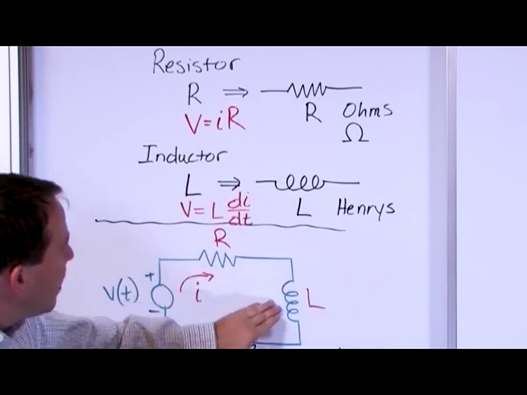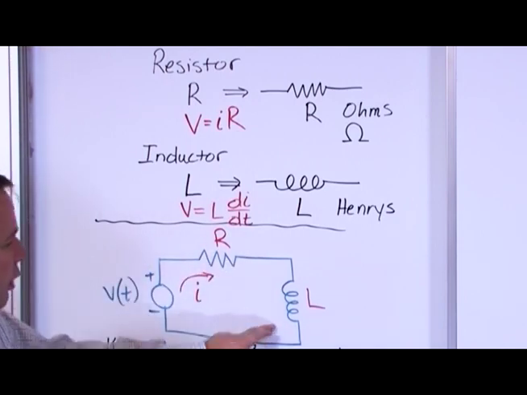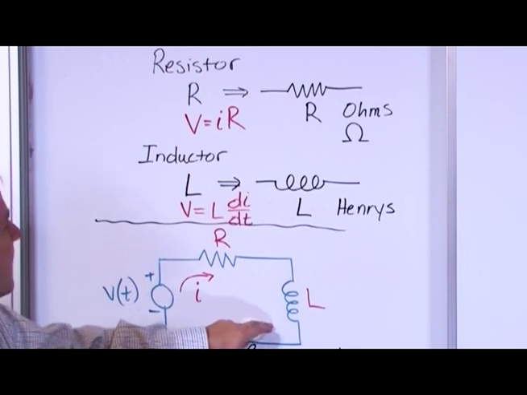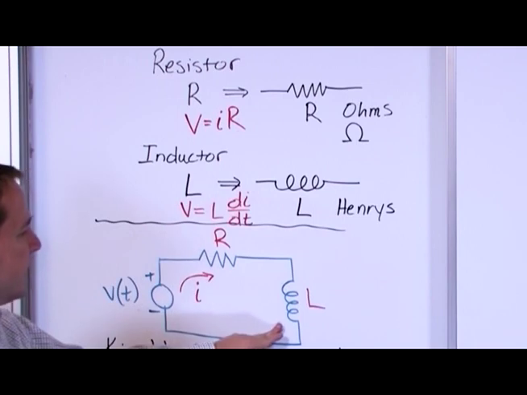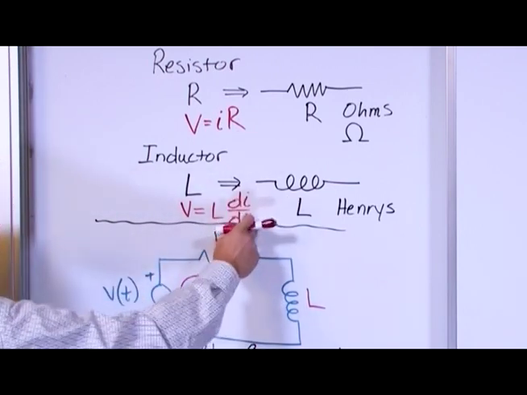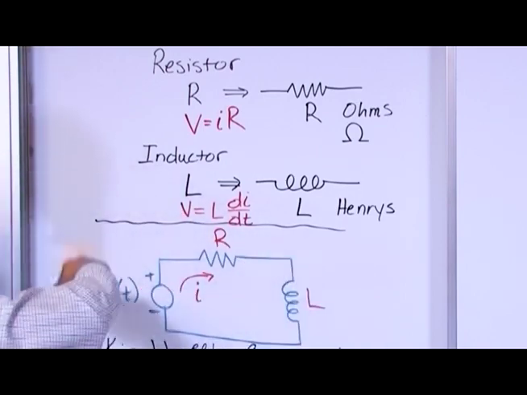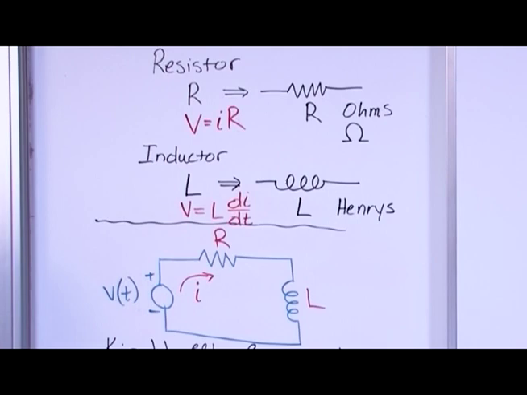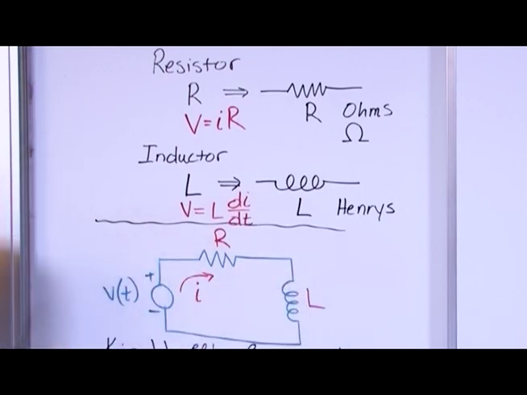If there is no change in the current, if it's just a constant 9-volt battery supplying a constant current that's not changing through here, then there's not going to be any obstacle presented by this inductance. So the voltage is going to be zero because the change of current is zero. So there's no voltage drop across it. But if I hook up an alternating current source that's swinging back and forth, the current is going to be going up and down, up and down through this guy.